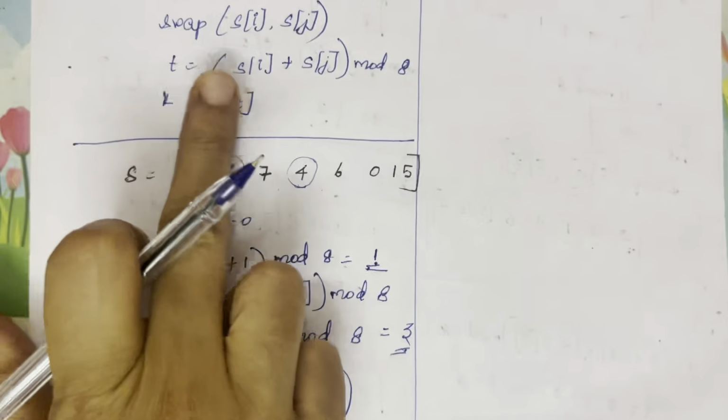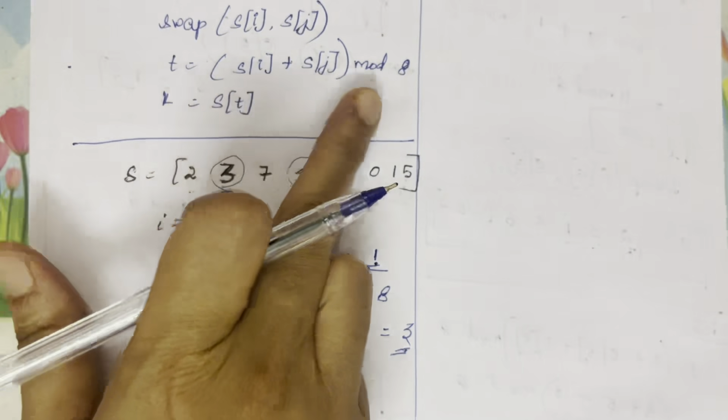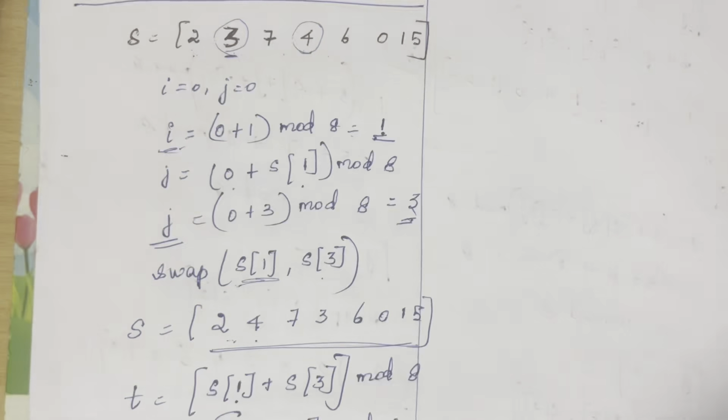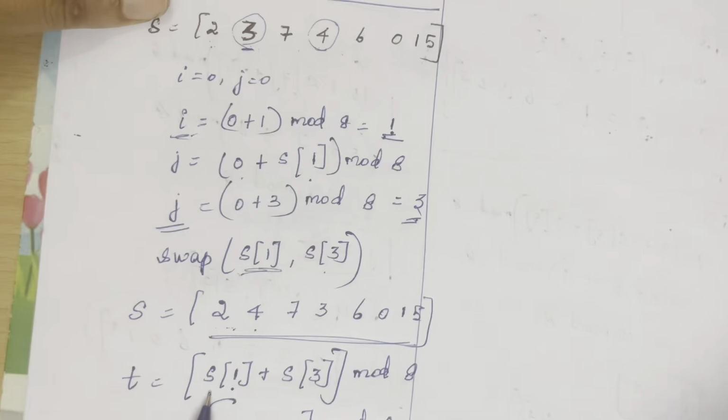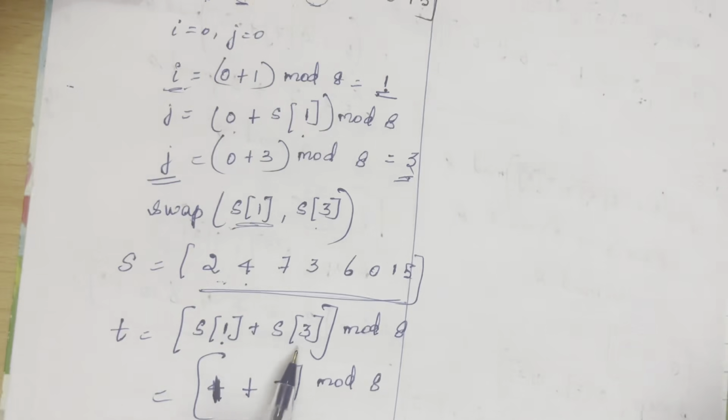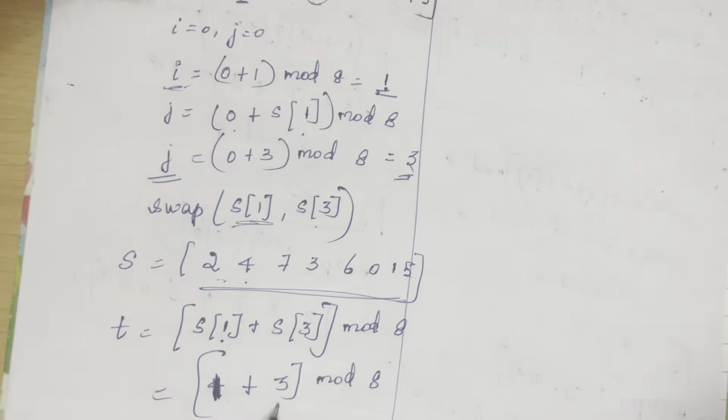What is the next step? T will be equal to s of I plus s of j mod 8. S of I is s of 1 and s of j is s of 3 over here. Here you have to take s of 1 to be 1 itself and s of 3 to be 3 itself. You should not consider the exact values of s; you have to take the initialized array values. That will be 1 plus 3 mod 8, so t will be equal to 4 mod 8, which is 4.